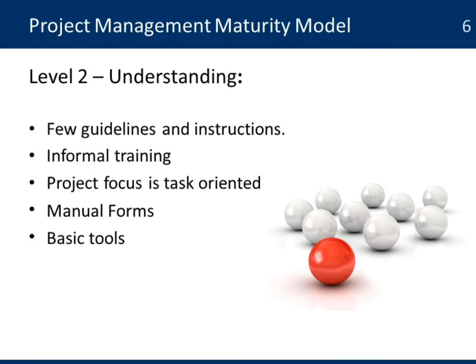The next level is known as level 2 of understanding. That's when there is a better understanding of what is needed. There might be some few guidelines and instructions on how to do some components of project management, some informal training that is not mandatory or there are no specific standards about what is training. A lot of the focus at that time in the project is mostly task oriented. They are going to be focusing more on the activities, much less on the outputs or even outcomes. Many manual forms and basic tools again to organize and collect the data.